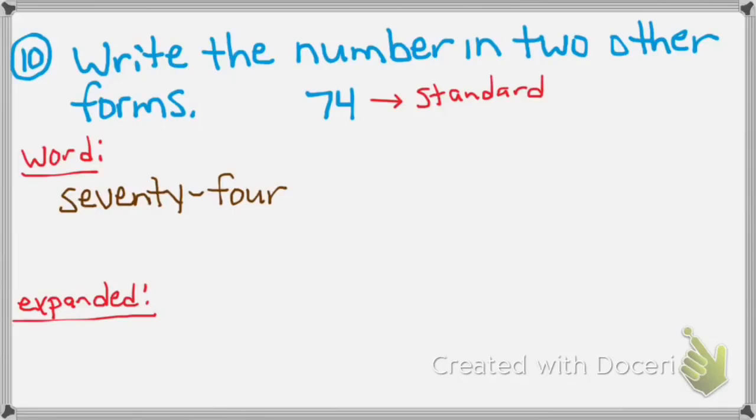Now I need to move on to expanded form. For expanded form, I'm going to write the digit times the place value column that it's in. My first digit is 7, so I'll open parentheses and write 7 times. That's in the tens column, so I write 7 times 10. Plus, my next digit is the 4, that's in the ones column, so I'll open parentheses and write 4 times 1, since it's in the ones column. I've used all my digits, so my expanded form of 74 is 7 times 10 plus 4 times 1.